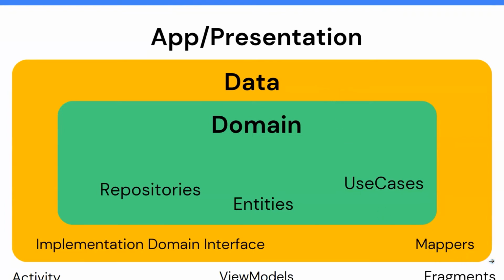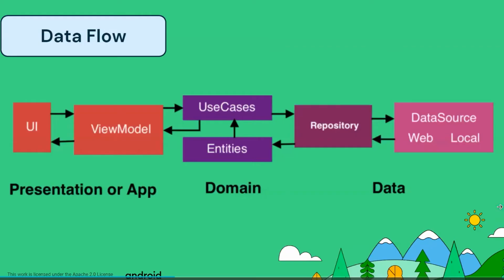Okay, so if the app or the presentation layer has to talk to the domain layer, then it first interacts with the yellow layer that you can see in the data, and then finally goes to domain. In this way, this whole app works. So let me give you an example, then you can understand better.